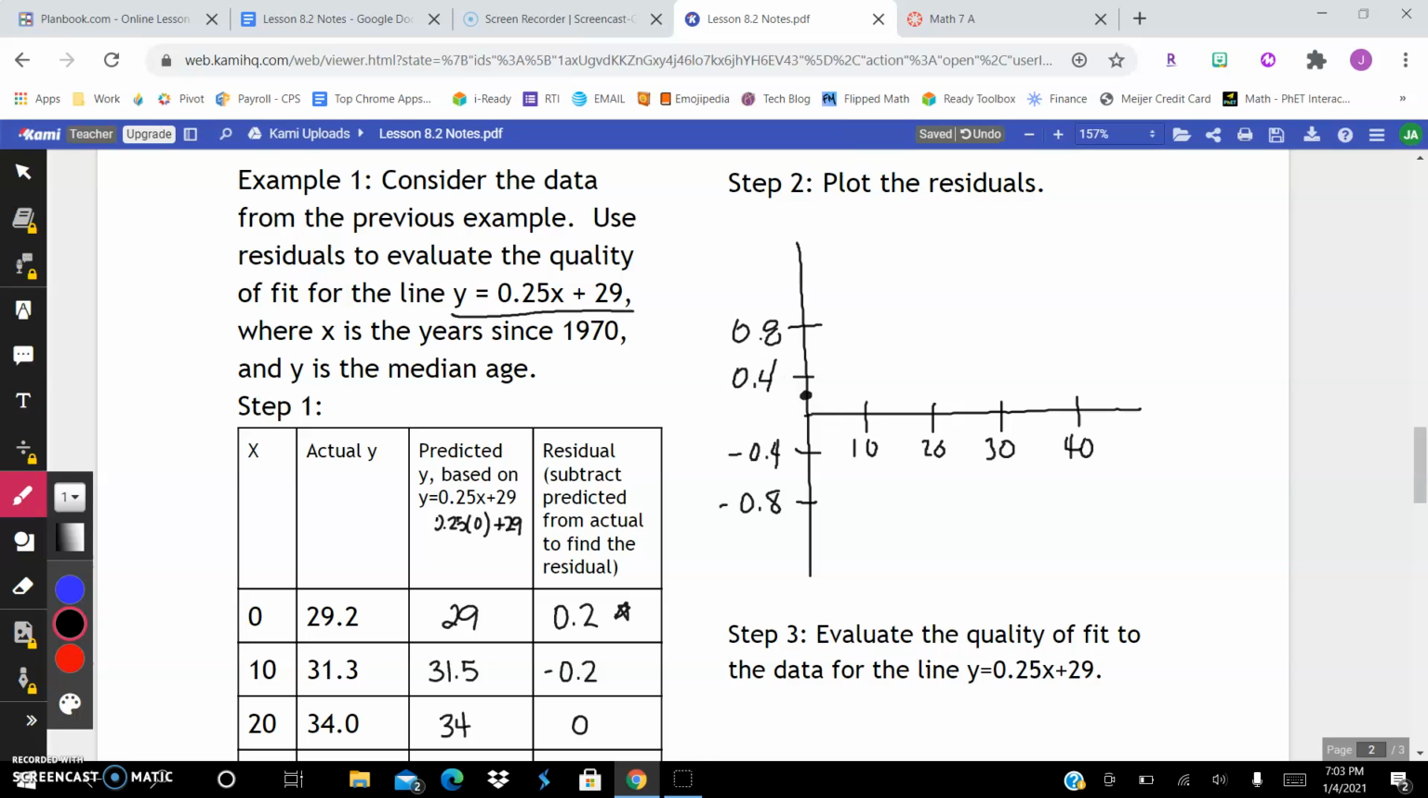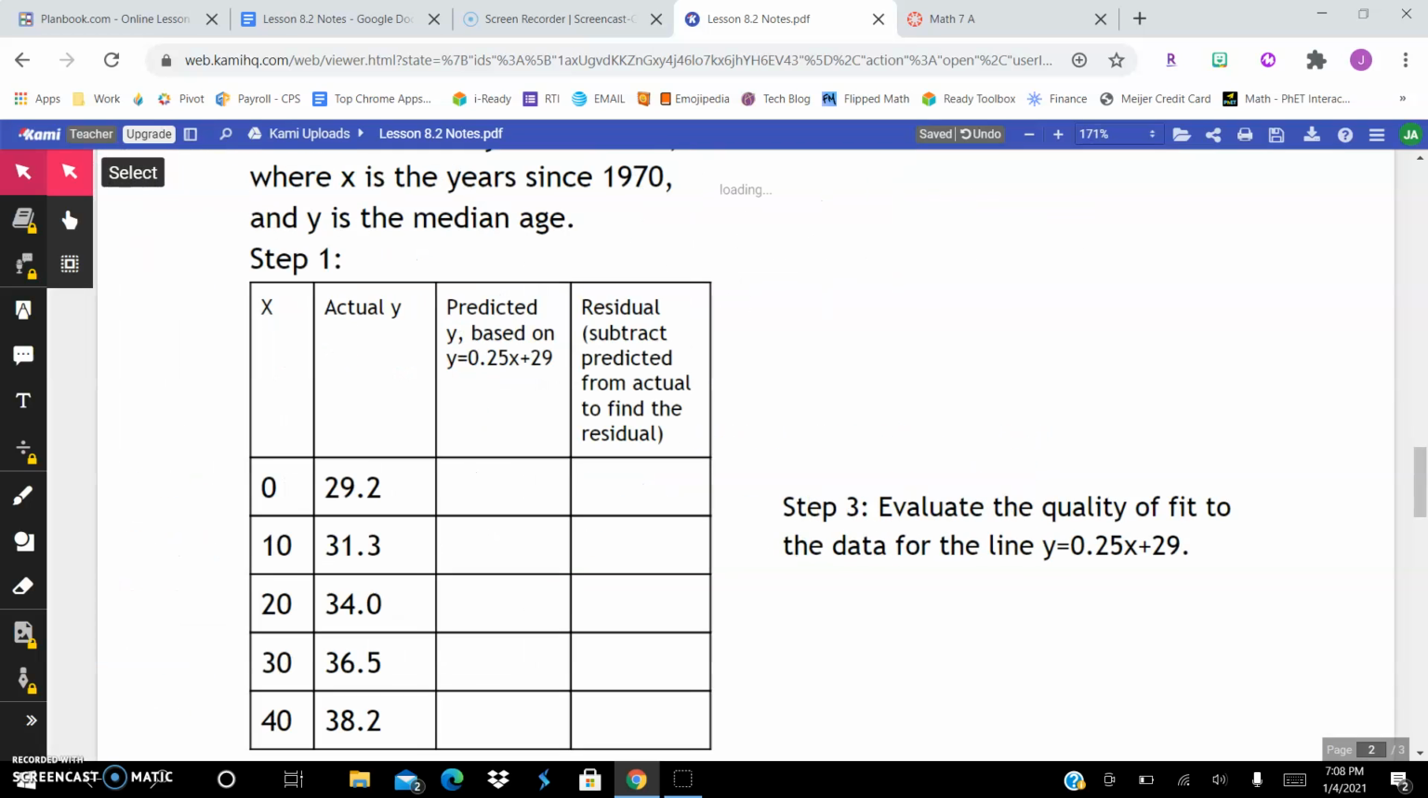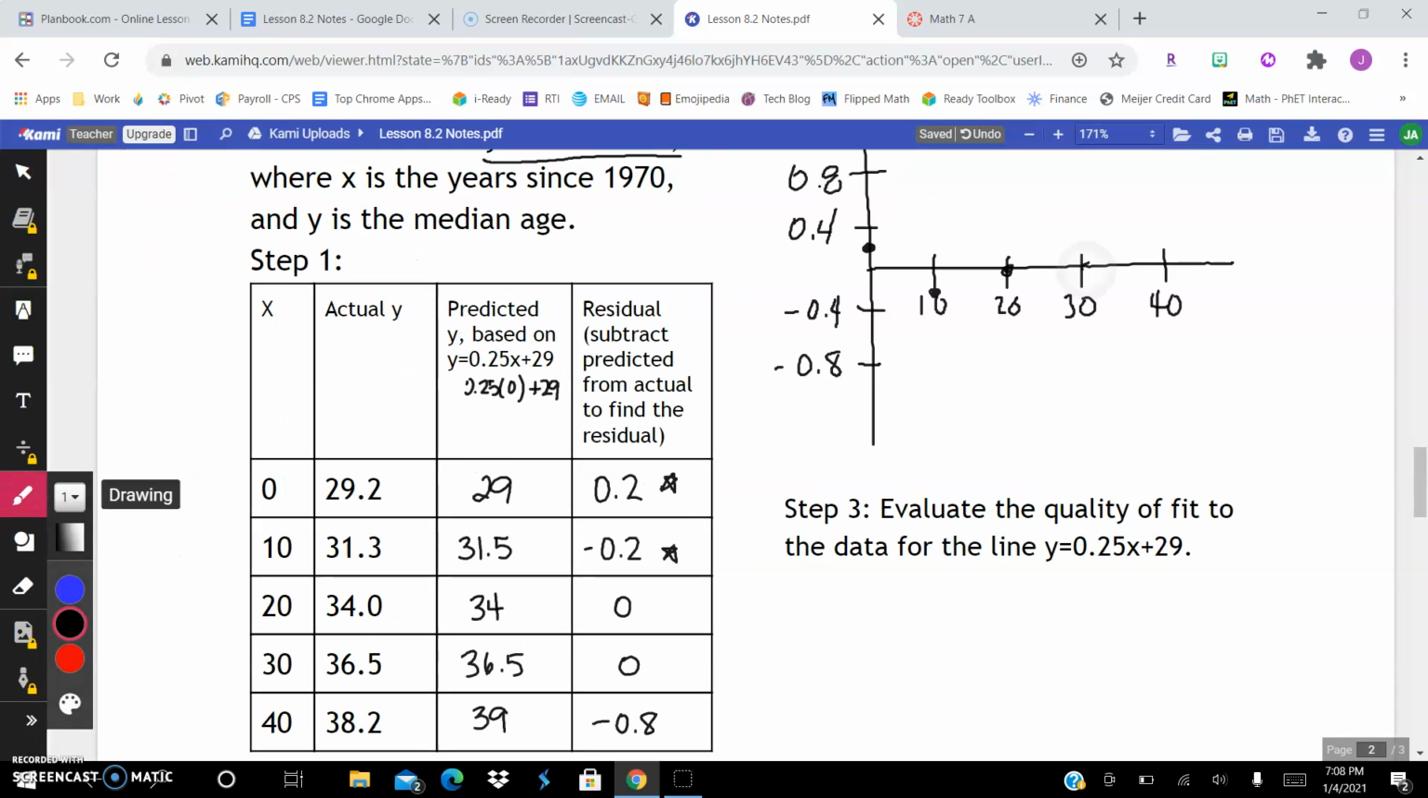10 is -0.2. So 10 is going to be about right there. And 20 is 0. 30 is 0 as well. And 40 is -0.8. So now looking at this, they're all pretty close to the x-axis, if not on the x-axis. So because they're all pretty close, this is a good fit.